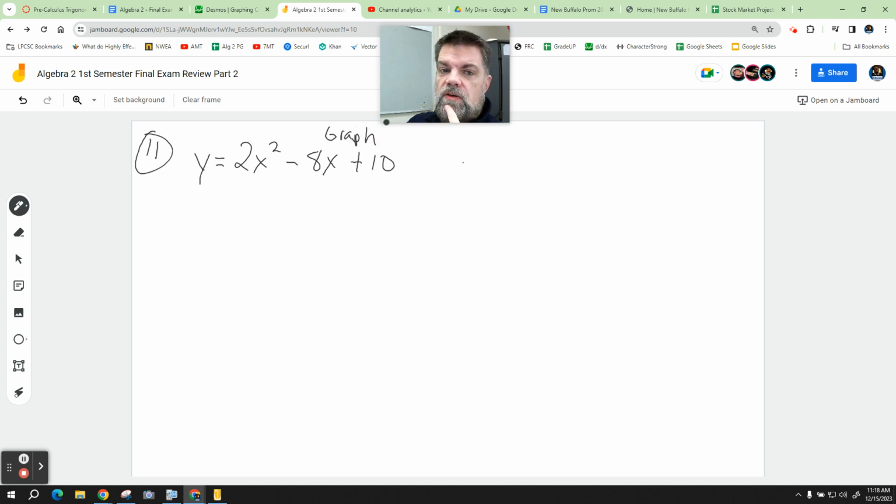Now the best way to graph a quadratic, there's lots of ways. We could factor it, but not every quadratic crosses the x-axis. Another way to do it is just to start putting some numbers in there and see what it does. But when it's written like this, y equals ax squared plus bx plus c, c is always what we call the y-intercept.